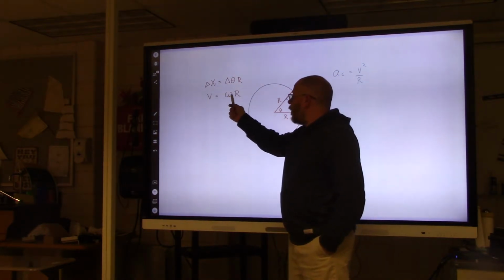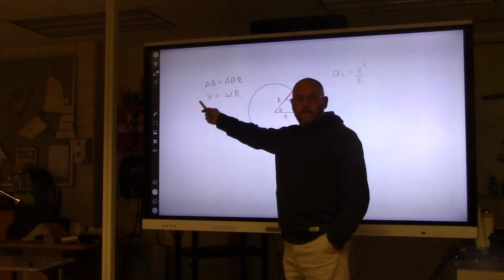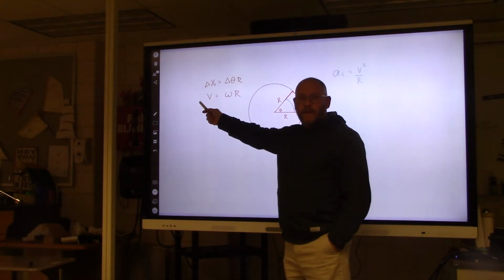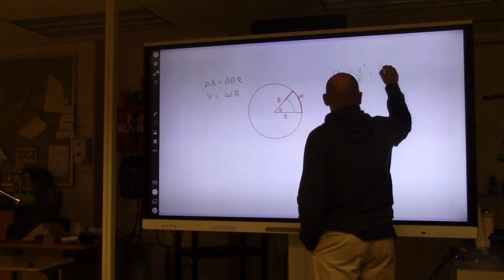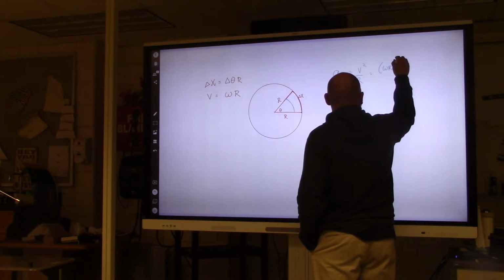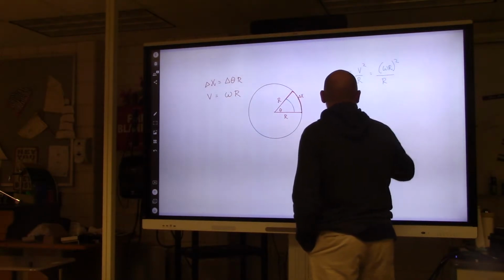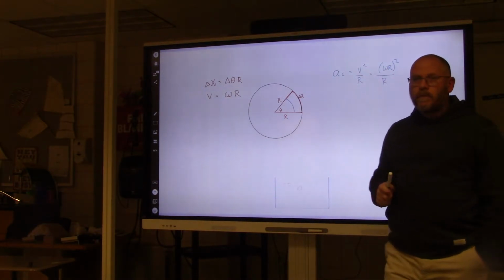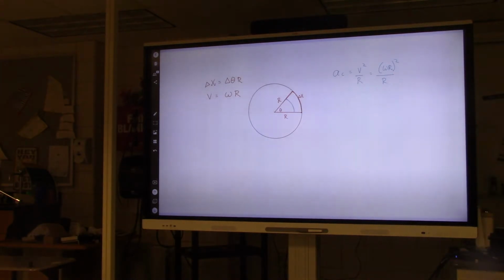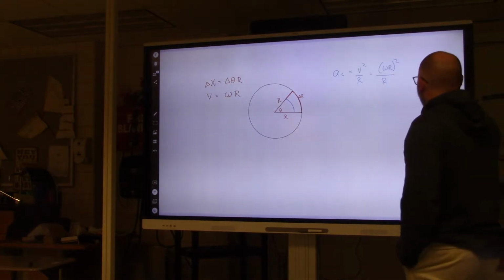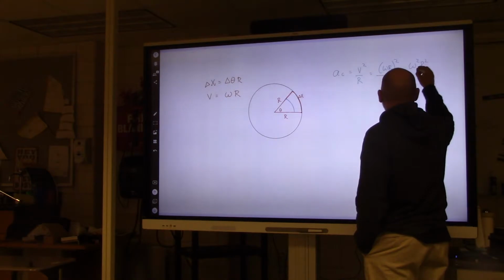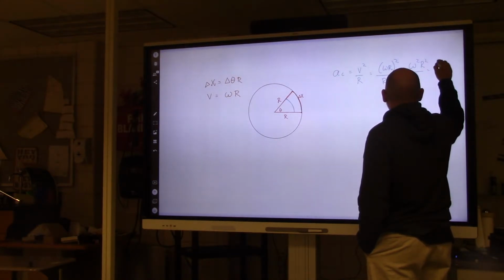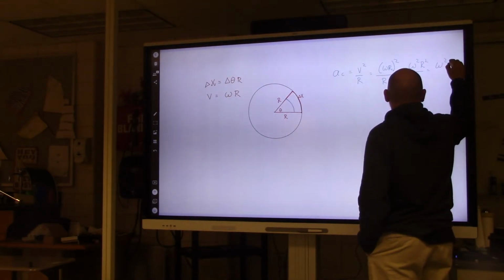But if I substitute omega r in for v, I'm going to make a straight up substitution, okay? Straight up. You see I just took v and I made a straight up substitution? v is equal to omega r. And now what we see is we have omega squared r squared all over r, which is omega squared r.